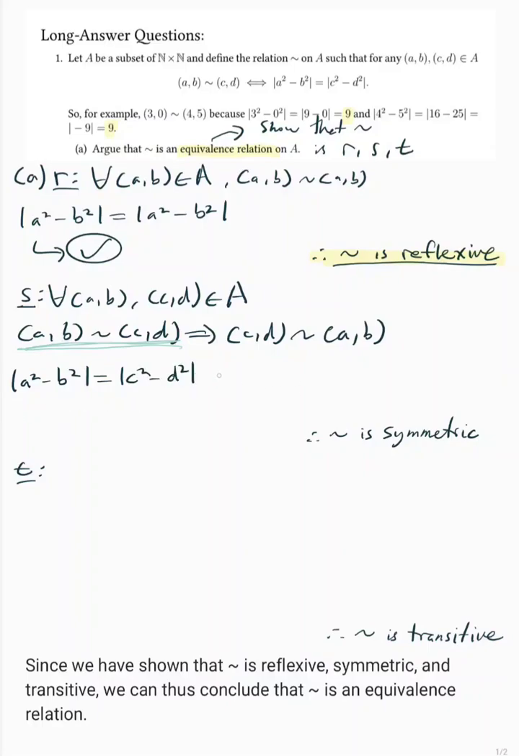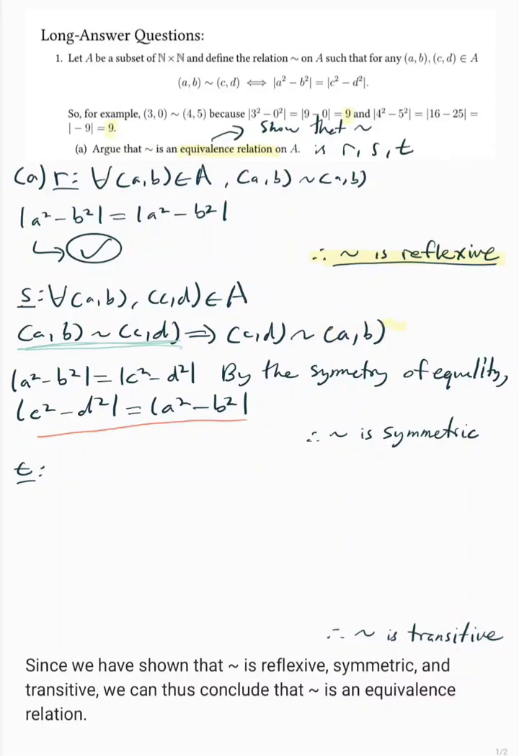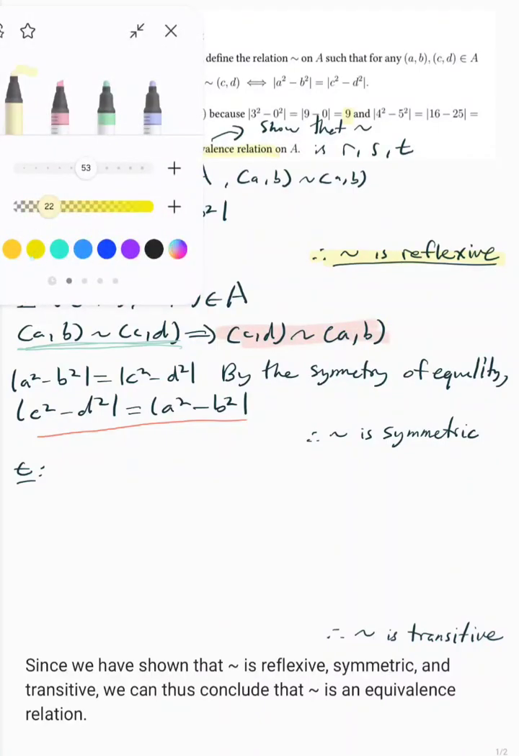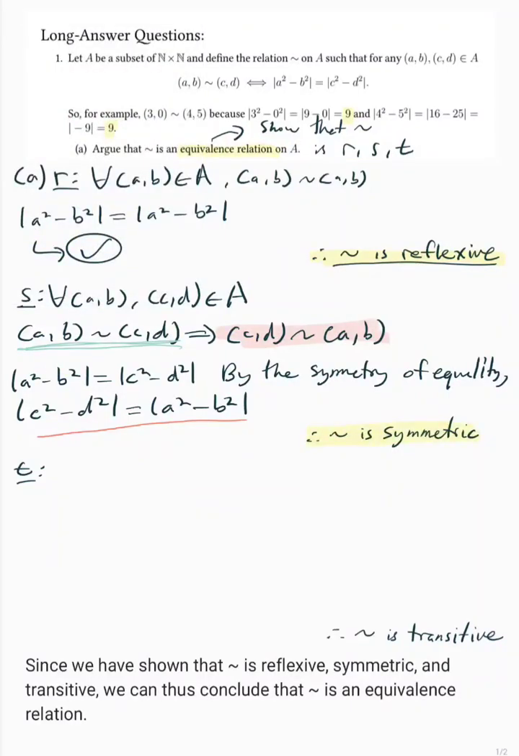Now let's see from this that if we apply the symmetry of equality, it must hold true that the absolute value of c squared minus d squared is equivalent to the absolute value of a squared minus b squared. And now, see that this right here is exactly what we were trying to prove. So therefore, we can conclude that tilde is symmetric.